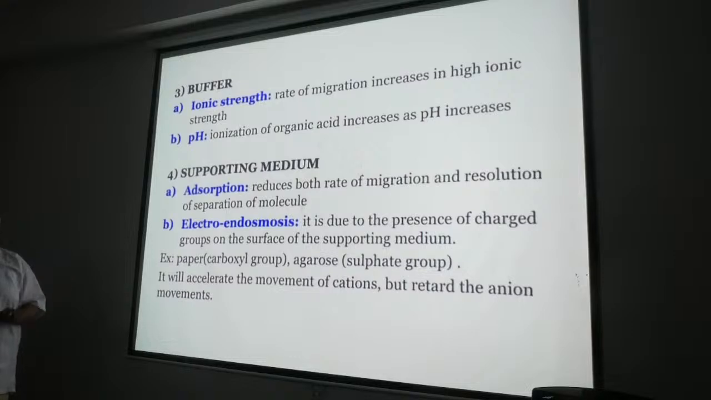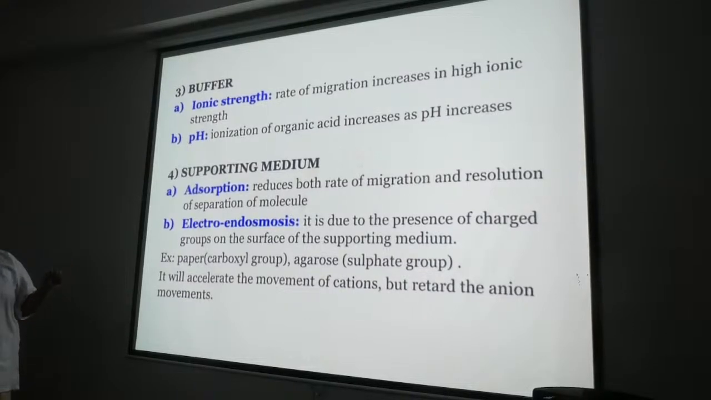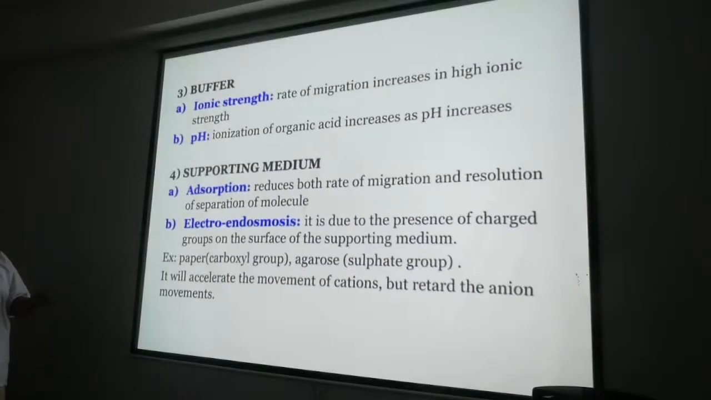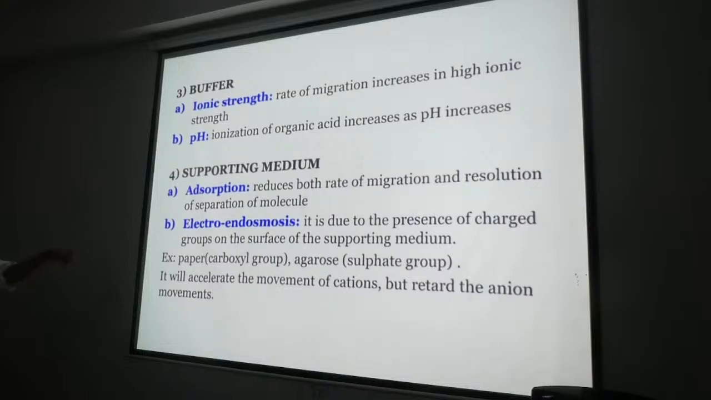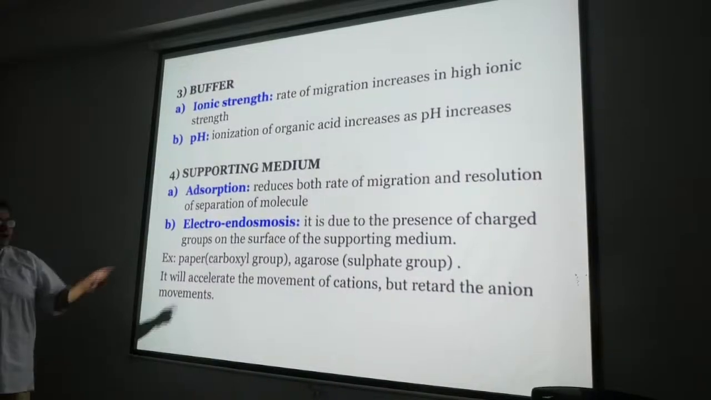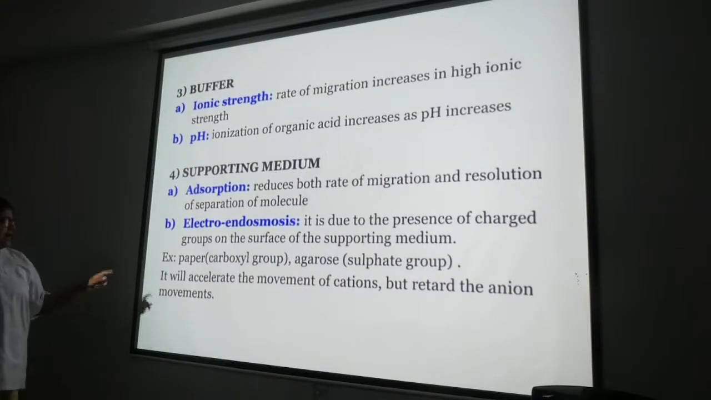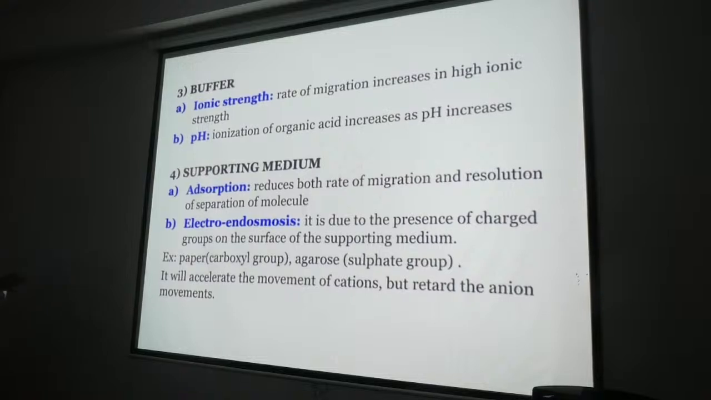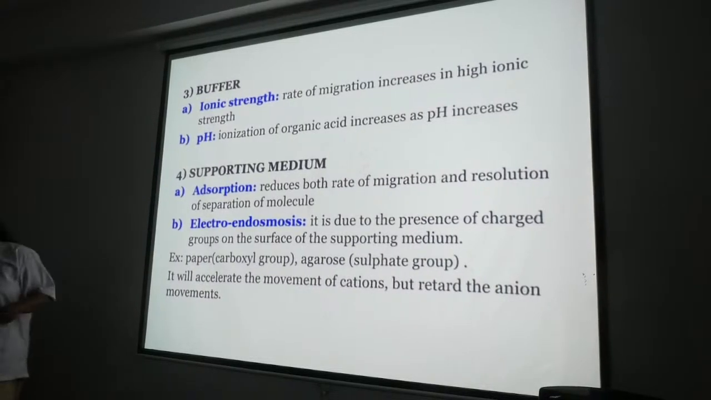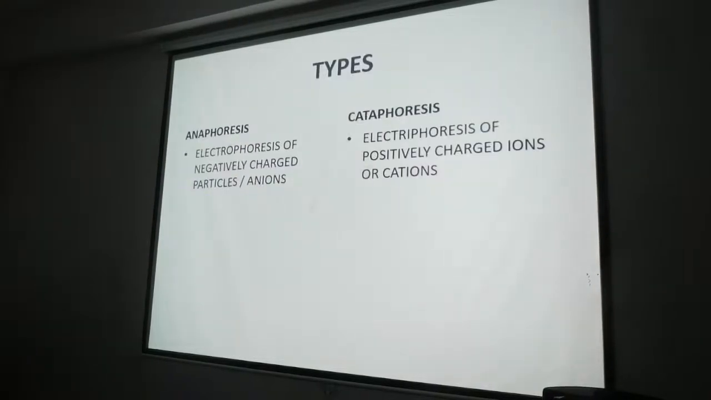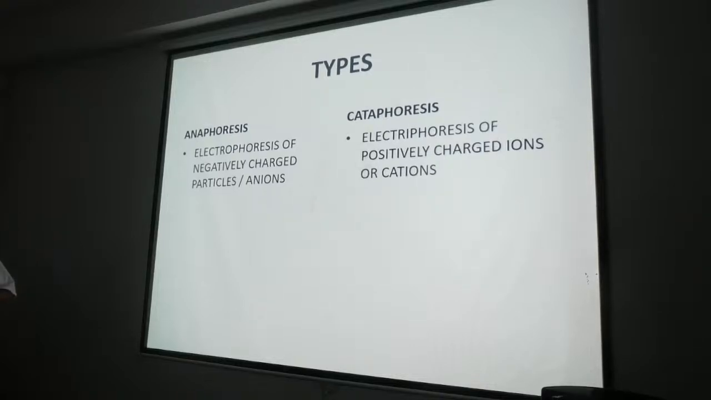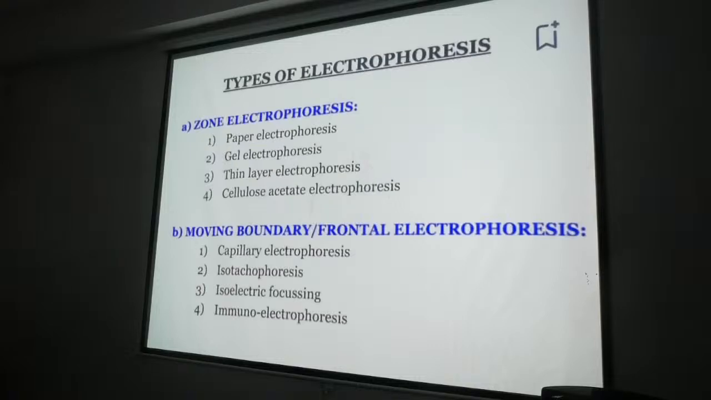Electroendosmosis is due to the presence of charged groups on the surface of the supporting medium. For example, for paper it is the carboxyl group, for agarose it is the sulfate group, and it will accelerate the movement of cations but retard the anion movement. Basic types: anaphoresis and cataphoresis. Anaphoresis means electrophoresis of negatively charged particles or anions. Cataphoresis means electrophoresis of positively charged ions or cations.